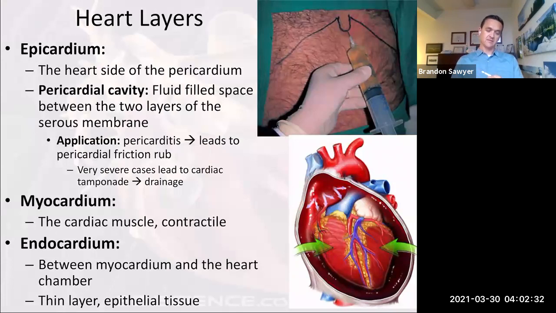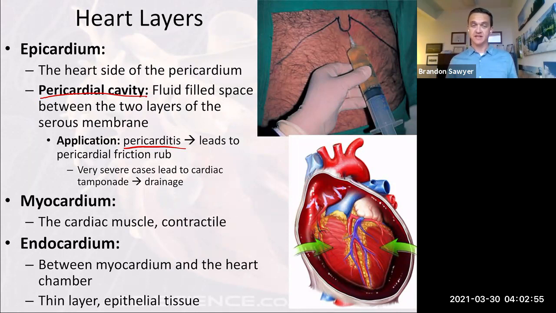Between those 2 layers is what's called the pericardial cavity. This is a fluid-filled space between those 2 layers of the serous membrane. This is a space that can actually get inflamed, and you can get something called pericarditis. If you get inflammation in the fluid in that space, then that can lead to what's known as pericardial friction rub.